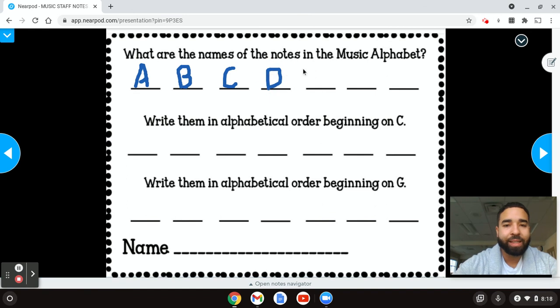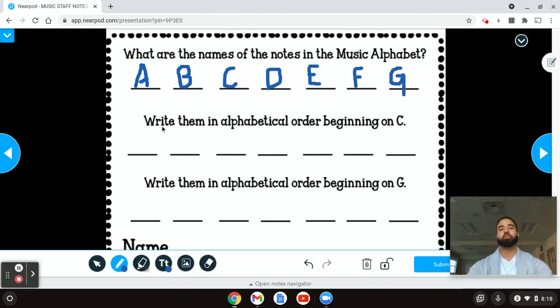A, B, C, D, and then the last ones are E, F, and G. And that one was very easy. We're just doing the alphabet as we know it from A to G. Okay. Take a few seconds to get that down. I'll give you a few seconds and then we'll move on.